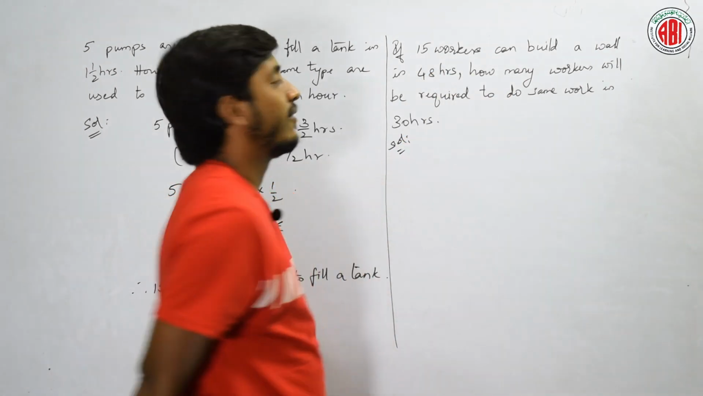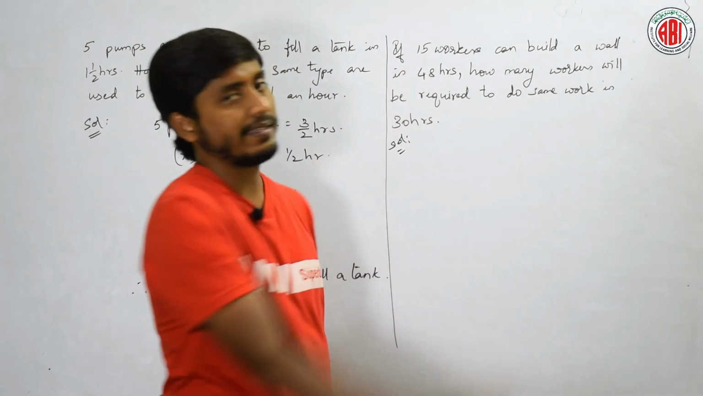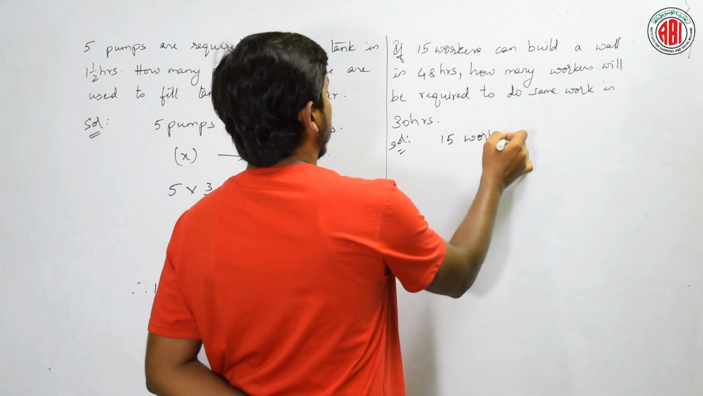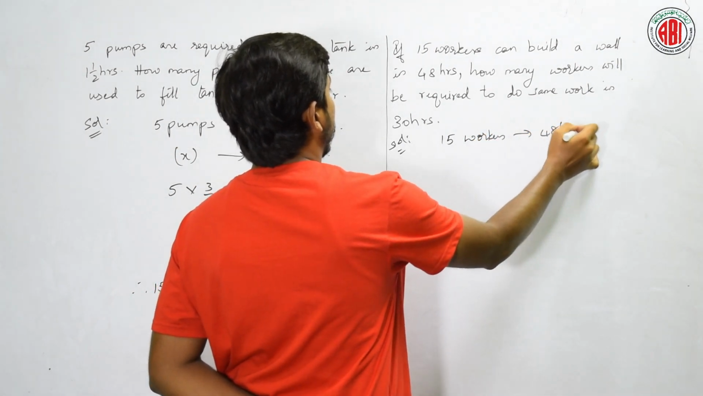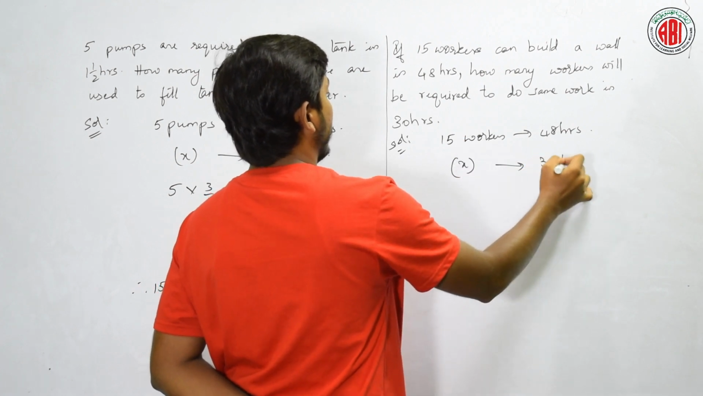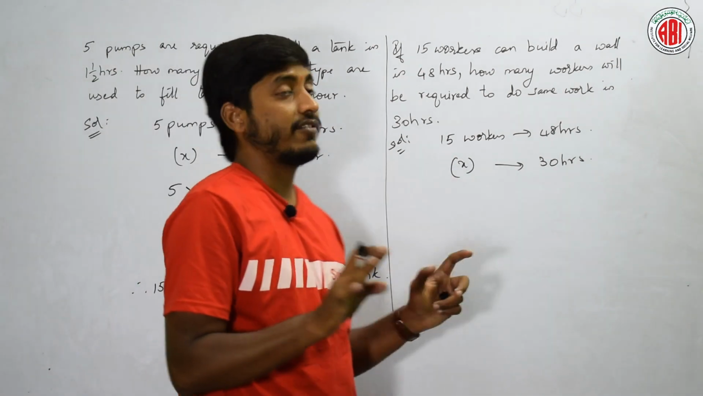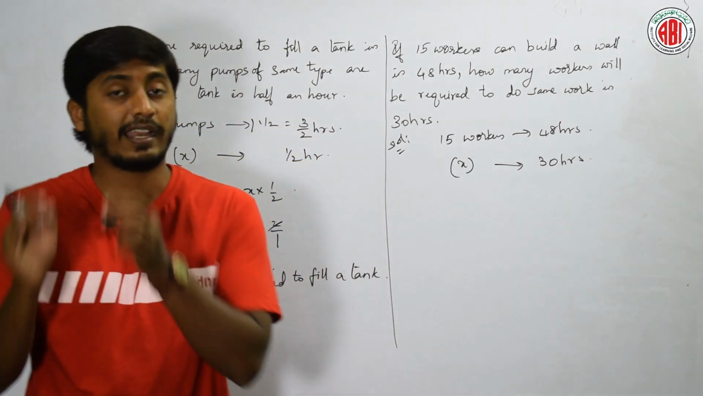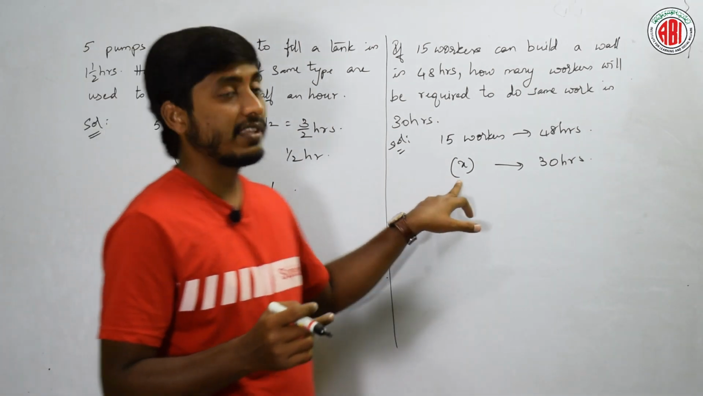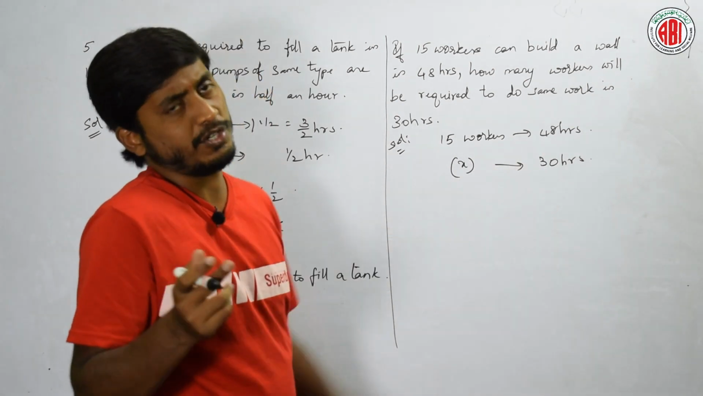15 workers can build a wall, some piece of work, in 48 hours. Then how many workers will be required to do the same work in 30 hours? For 48 hours it is 15 workers, and for 30 hours, the time is decreased. So more people are required. Therefore this will increase if this is decreasing, so it is inverse proportion.